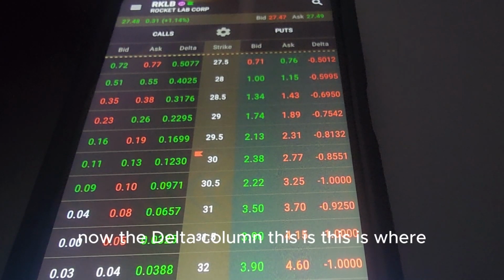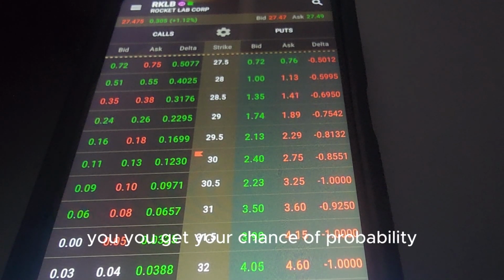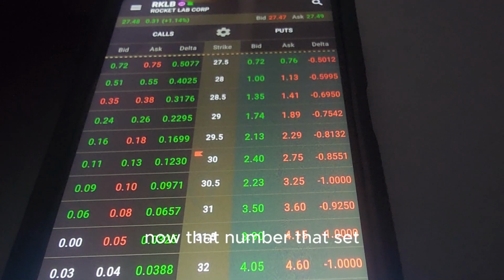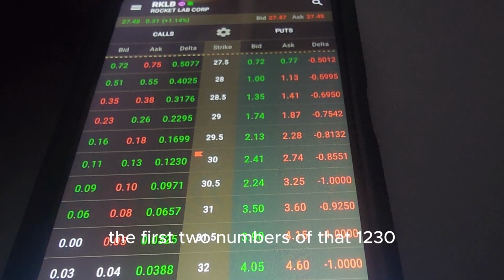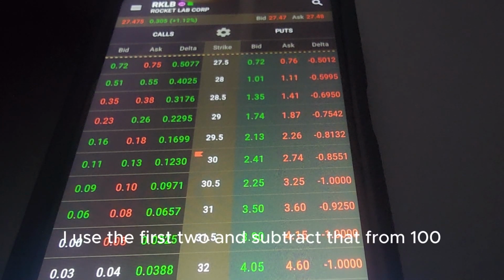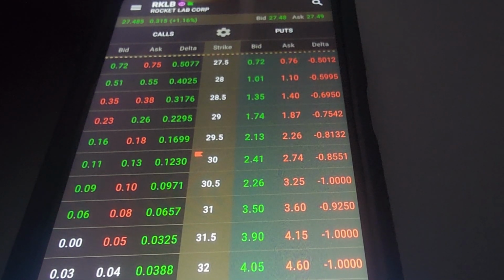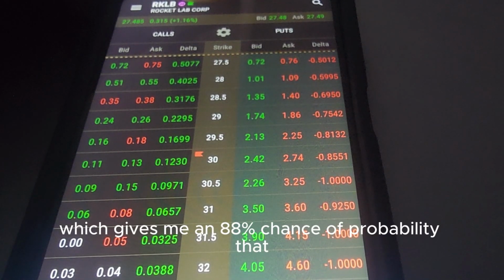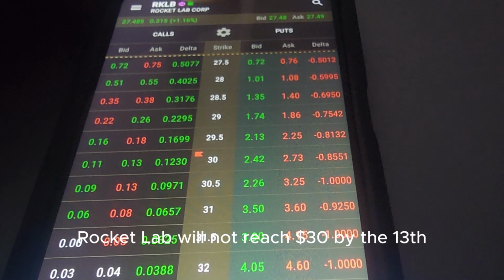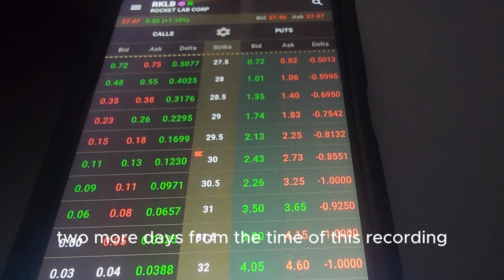Now, the delta column, this is where you get your chance of probability. Now, that number that said 1230, I use the first two digits and subtract that from 100. So that's 100 minus 12, which gives me an 88% probability that Rocket Lab will not reach $30 by the 13th, which is Friday, 2 more days from the time of this recording.